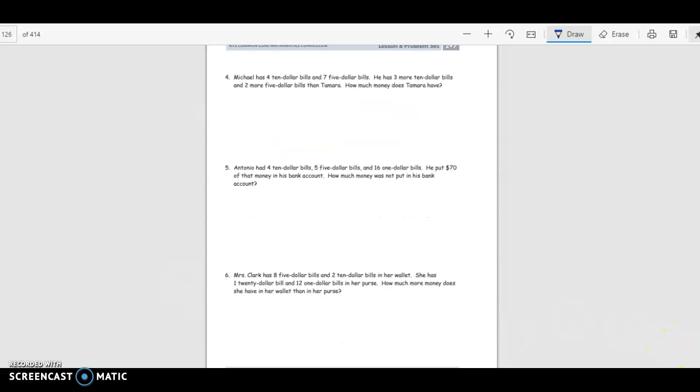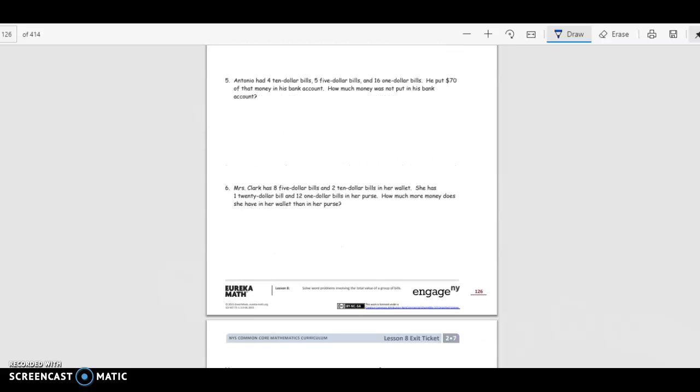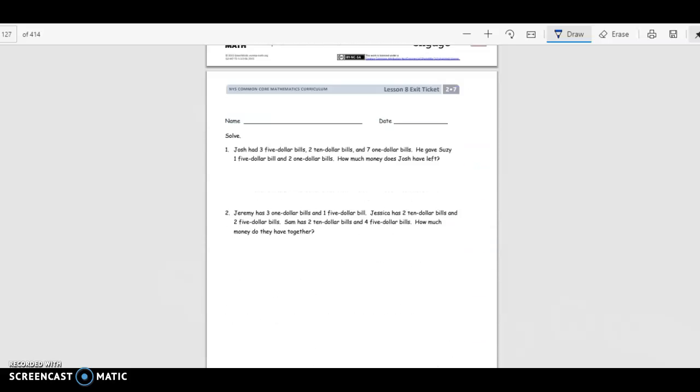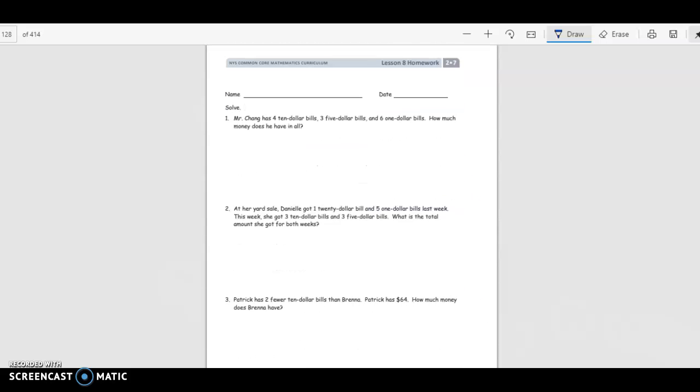Next page of the problem set. More questions like the same above. Some are adding, some are subtracting, but most of them are all two-step problems at least. The homework pages. 1, Mr. Chang has 4 $10 bills, 3 $5 bills, and 6 $1 bills. How much does he have in all? 2, at her yard sale, Danielle got one $20 bill and 5 $1 bills last week. This week, she got 3 $10 bills and 3 $5 bills. What is the total amount she got for both weeks? So you'll have to add all together.